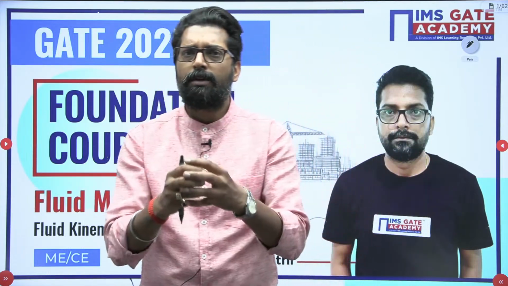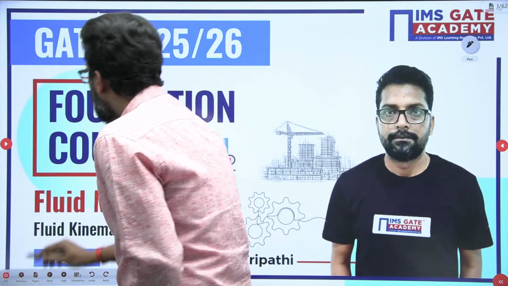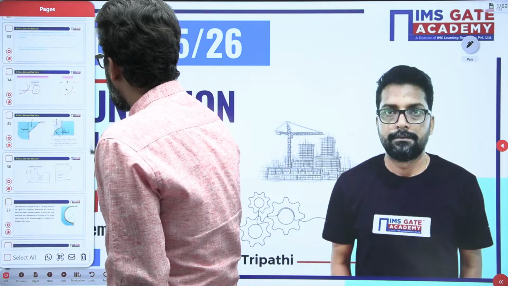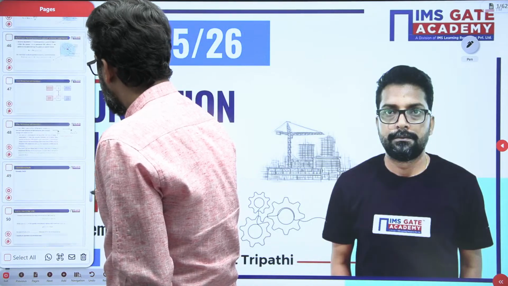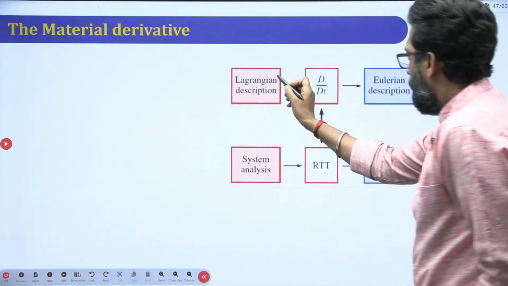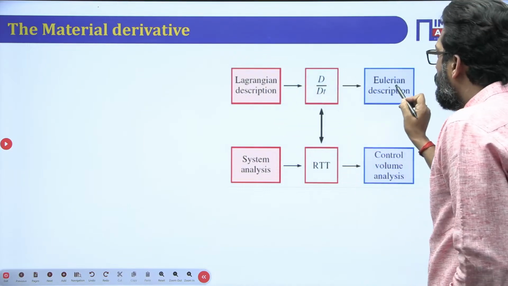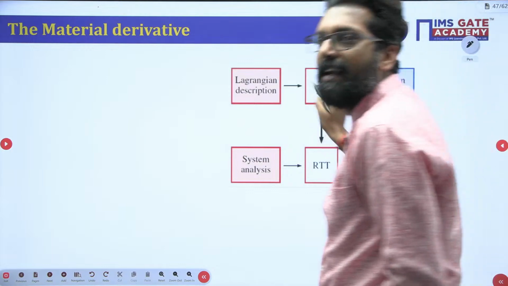See my dear, if you know vector calculus very strongly, you can easily understand fluid kinematics. So it's my humble request to revise your mathematics, particularly vector calculus. Now, what we have already studied is the del operator. With the del operator, we convert the Lagrangian description, which is the particle approach, to the Eulerian description, which is the field approach.